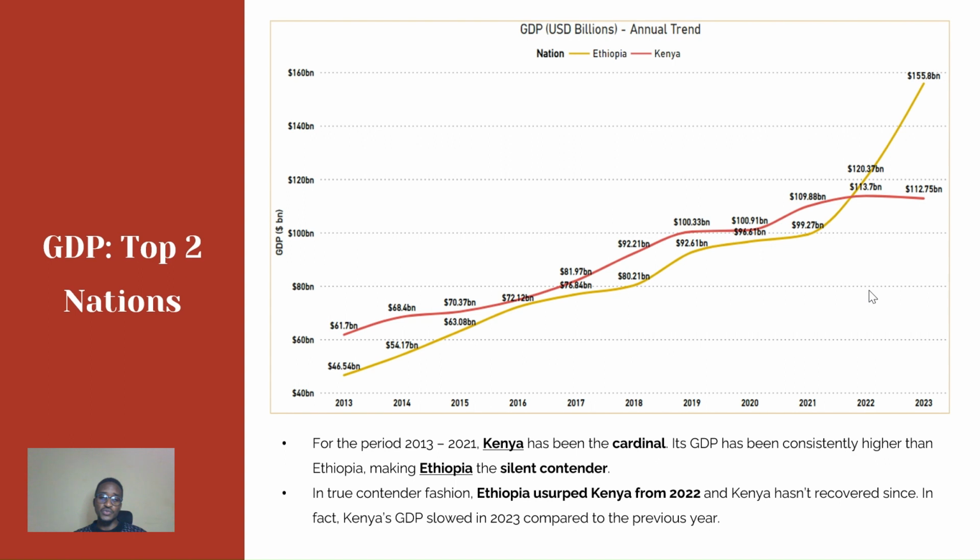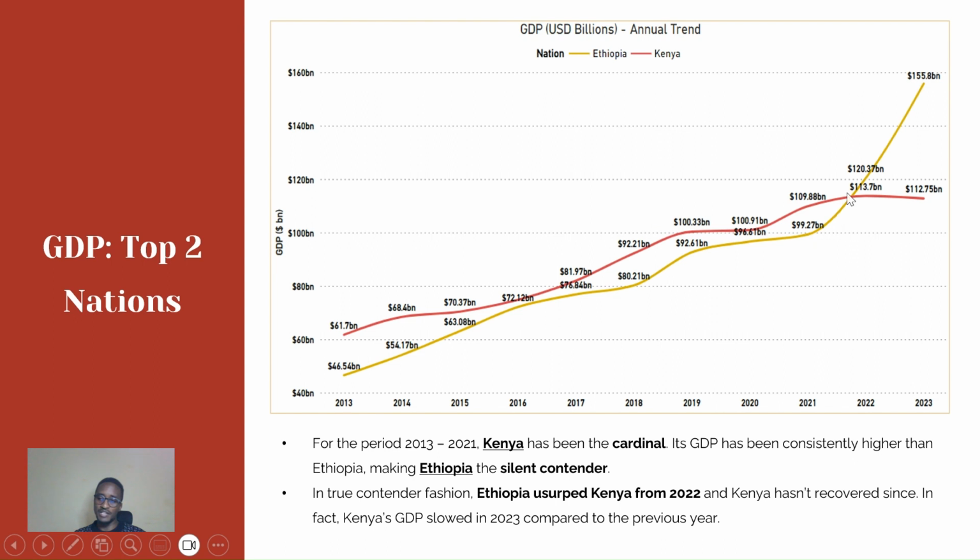Then, if we now zone in, still under GDP, on the top two nations, I think this is a very interesting case of how things change between a cardinal and a contender. So, if you consider the period 2013 to 2021, Kenya was the cardinal because it had a higher GDP consistently than Ethiopia. However, you should observe that they were both trending upwards.